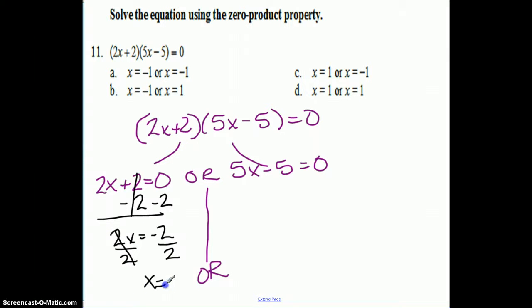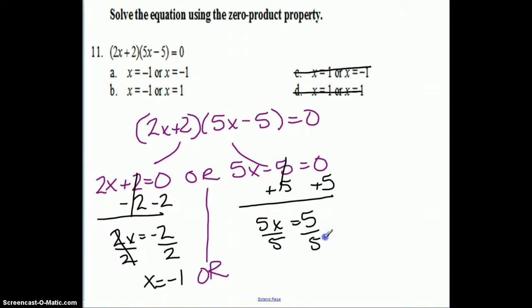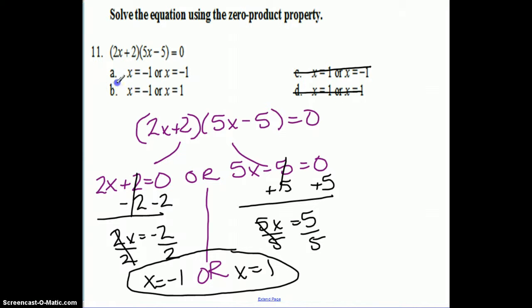So the first one is x equals -1. So let's see, that means these two are not even part of our consideration, just based on knowing the first one has to be -1. Now, to do the second part, I'm going to add 5. So 5x equals 5. Divided by 5, x equals 1. So that means my answer is going to be B up here.